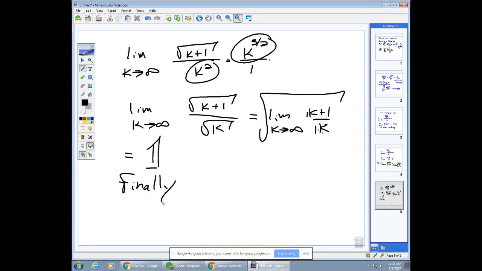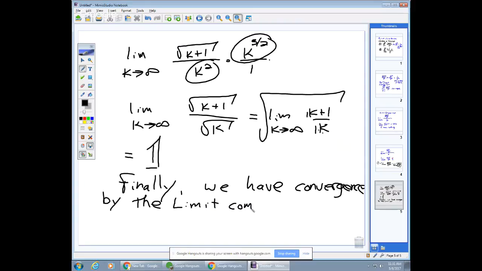So this is a case where the direct comparison was way easier than the limit comparison. And you don't know until you try some stuff. So finally, we have convergence by the limit comparison test. And our evidence is behind us there. All right, any other thoughts, questions on sequence A?